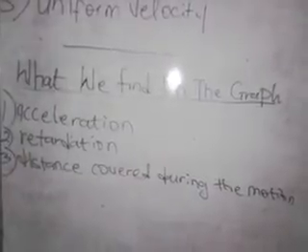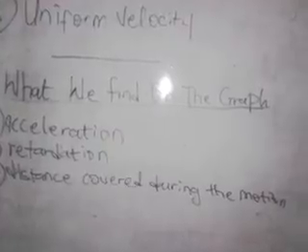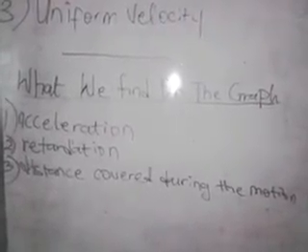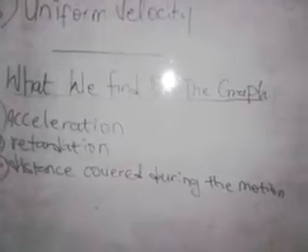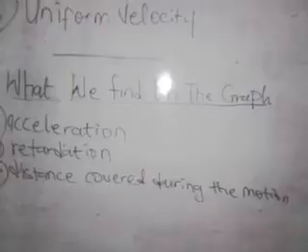The first one is acceleration. All you need to do is to find the slope of the graph for the segment for acceleration. And if you are looking for retardation, you find the slope of the segment for retardation. And if you are looking for distance covered in a velocity time graph, you find the area under the graph.